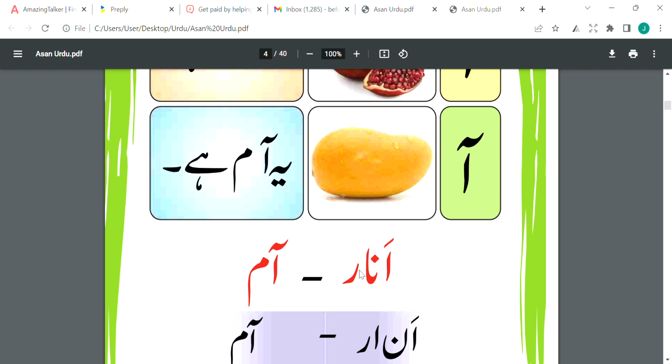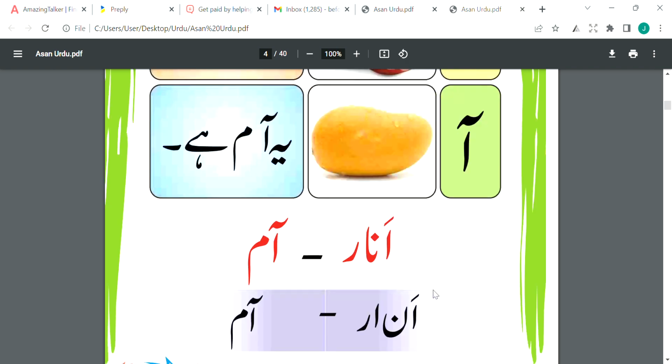Similarly, the second fruit shown here is a mango. Mango is called Am. Am. Now, only two letters are required to make the word. This is Alif and then Meen.